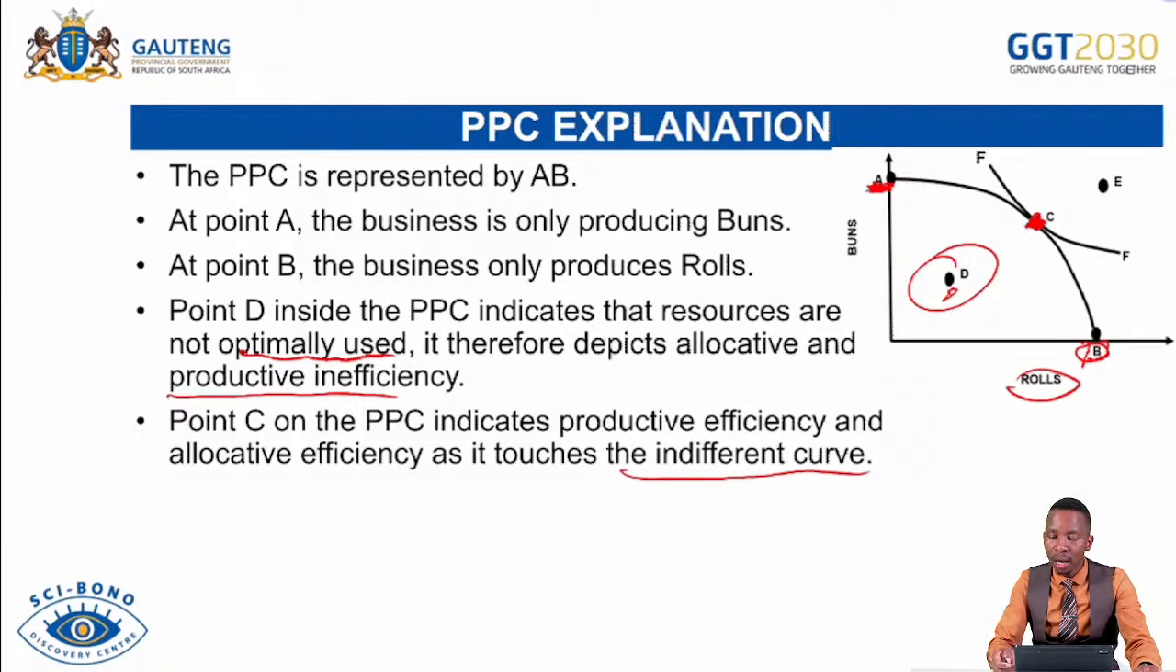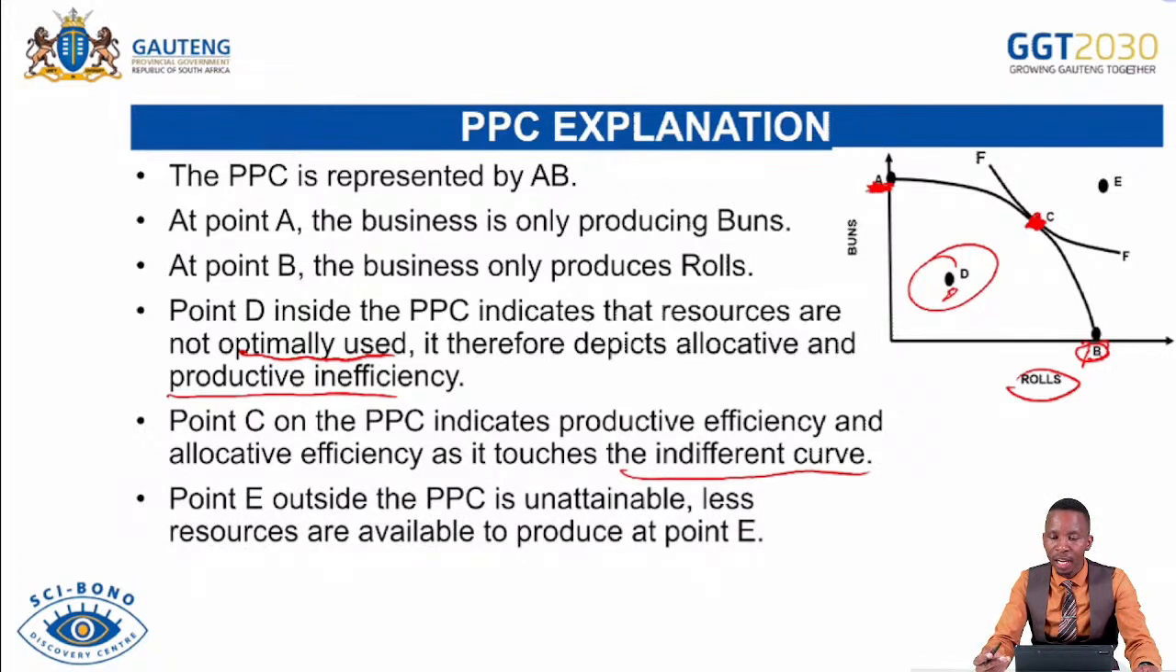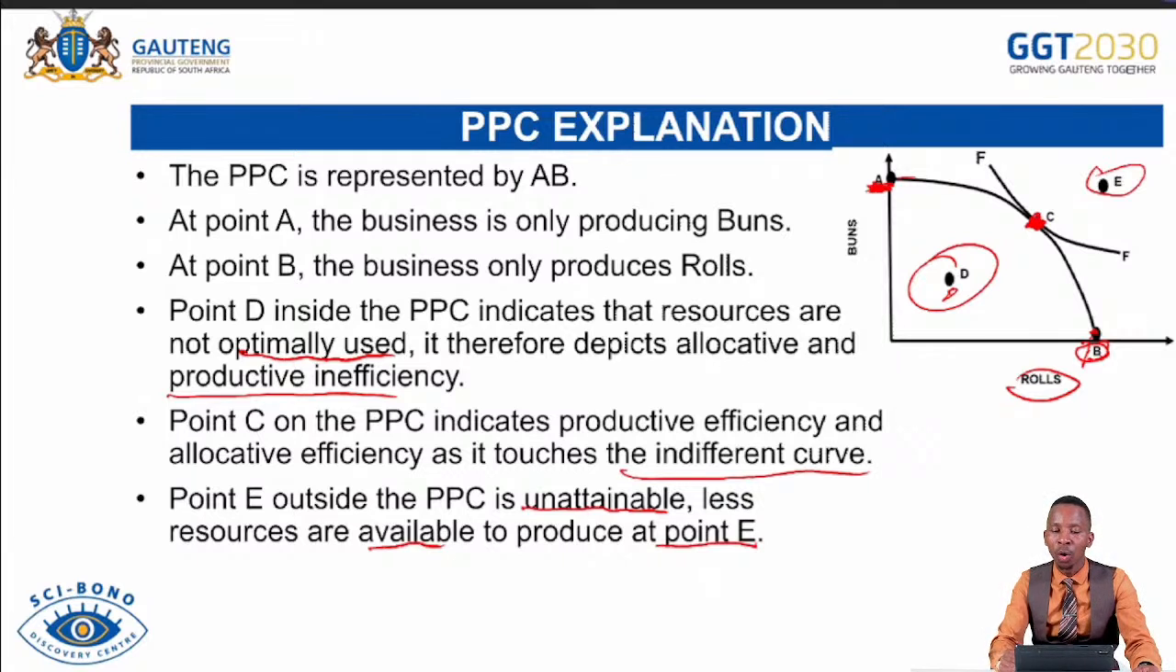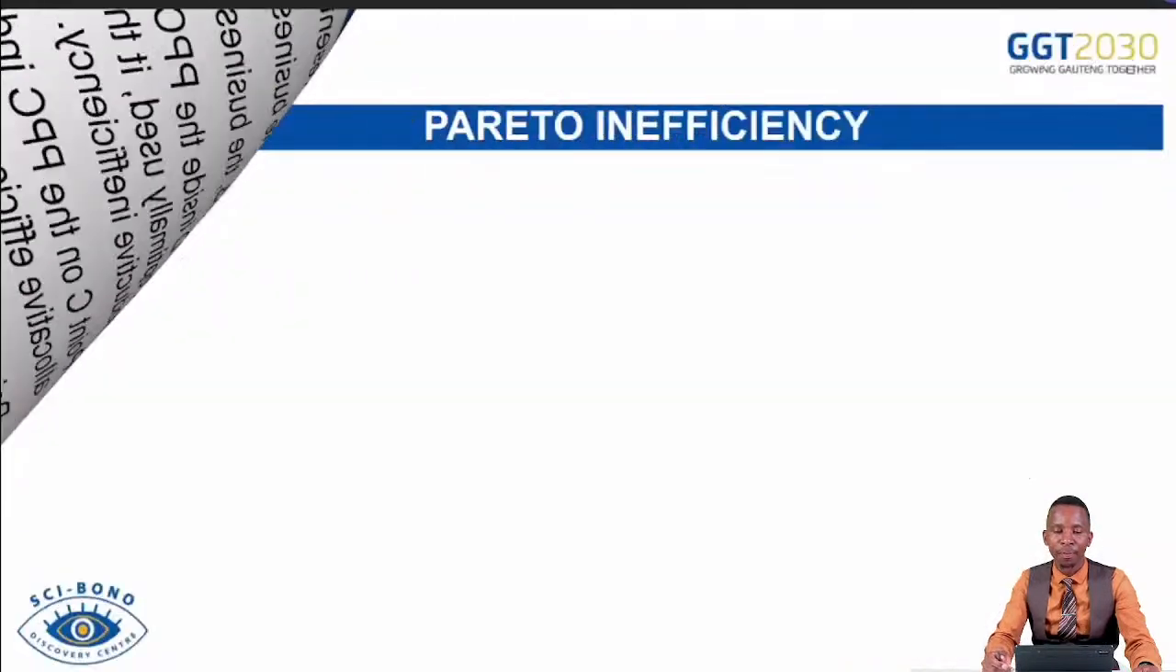And then the point outside the PPC, like it was explained, is not achievable. So point E outside the PPC is unattainable. Fewer resources are available to produce at point E. So the firm can only produce along the PPC. It cannot afford to produce outside the PPC because resources are not enough. So that point E is not achievable or is not attainable by the firm.